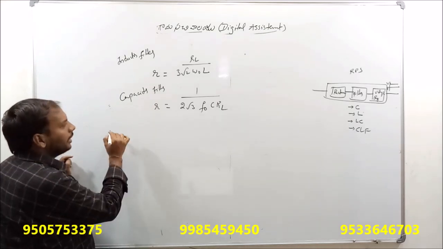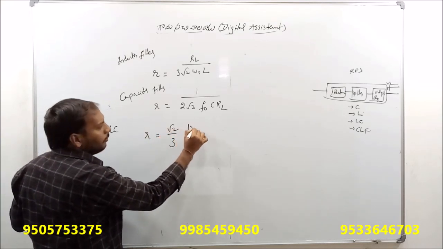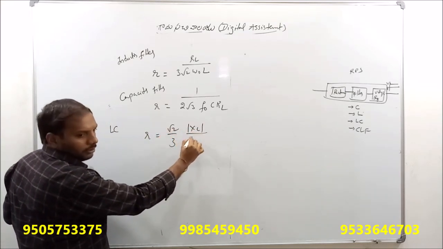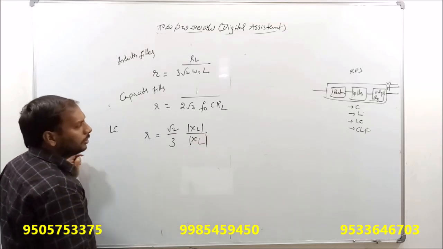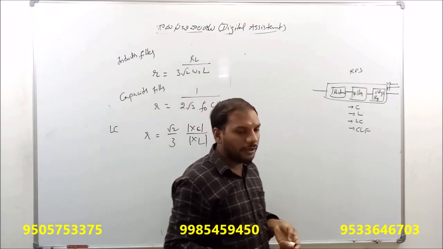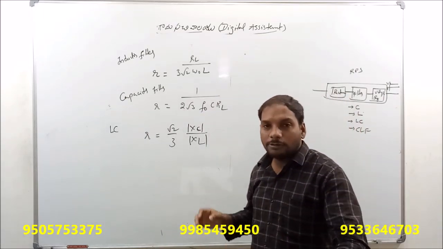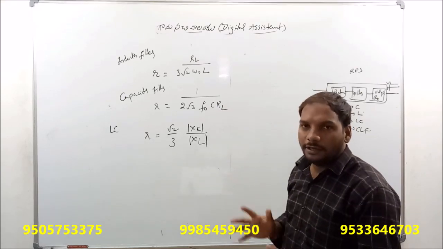Now if you connect the LC filter, the ripple factor is given by root 2 by 3 times mod XC by mod XL. So this is the way you can connect different types of filters at the output of the rectifier.